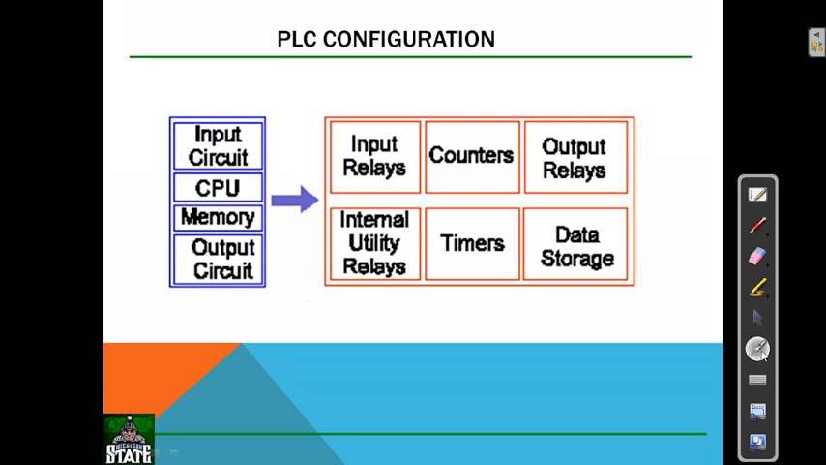The PLC configuration is likely this. First the input circuit, CPU and memory, then output circuits. This will be connected with the input relays and input utility relays. Input relays go to the counters, and depending on that counter, the output relay will come. As well, depending on the input utility relays, the timers will work. After this timer, the data will be stored.